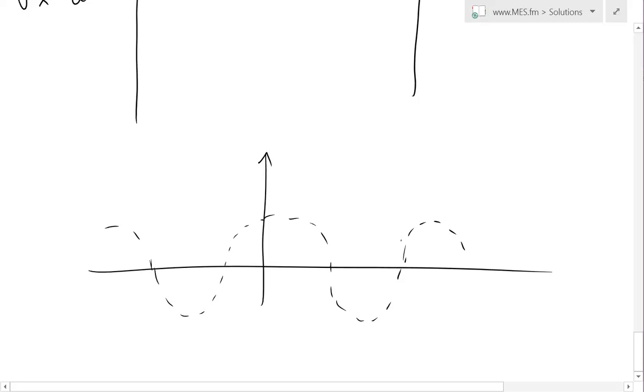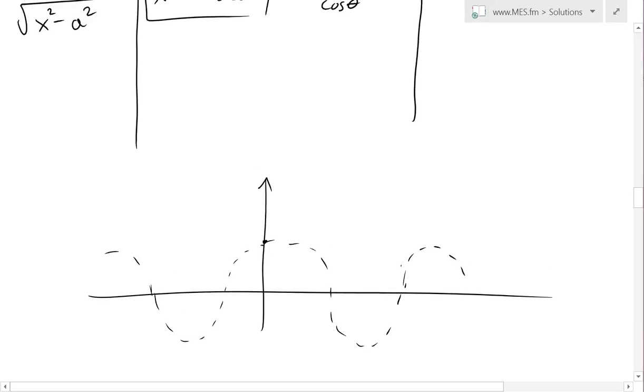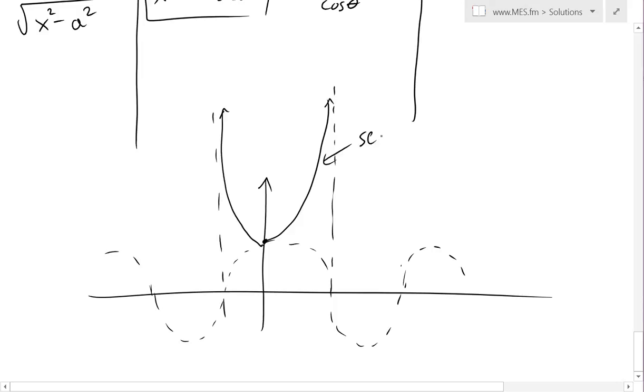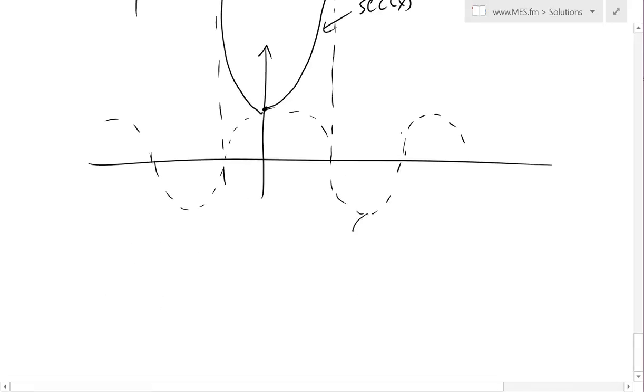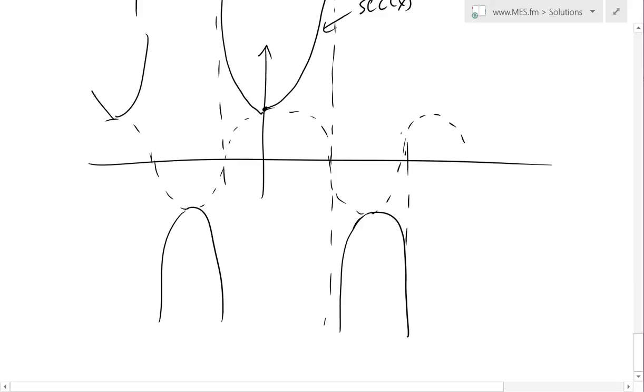So at this point the cosine is 1, so we start off here: 1 divided by 1 is 1. At this point here, where cosine goes to 0, 1 divided by 0 goes to positive infinity. So it looks something like this, and this is how the secant function looks, secant of x. At this point it will be the same thing, but negative: it's negative 1, so it's going to go down like that, going down to infinity, etc. I'll just draw it like that.